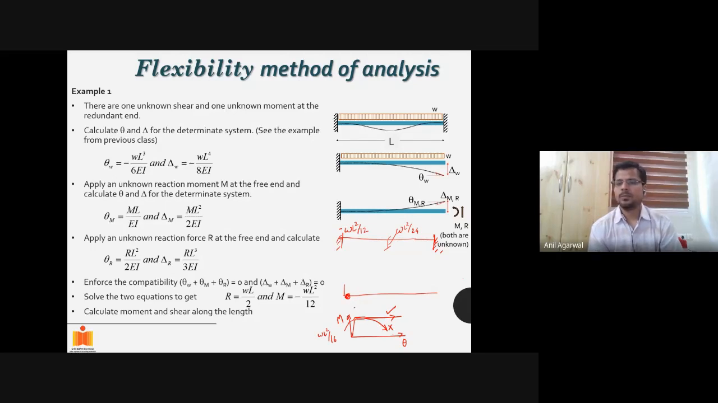In that case, you can design the cross section to have a capacity of WL square by 16 on both sides, positive and negative. And then automatically what will happen is, as the load keeps increasing and this load reaches WL square by 16, not WL square by 12, as soon as it reaches WL square by 16, it starts to yield, and then any additional load that you apply will go into the positive side. Right? This will be WL square by 16. This can be WL square by 16. Okay, so this would be a more efficient design. You don't have to really design for the whole WL square by 12 on the negative moment side.